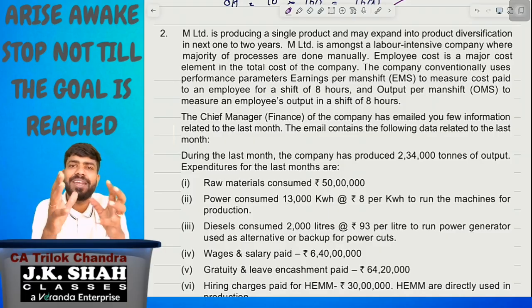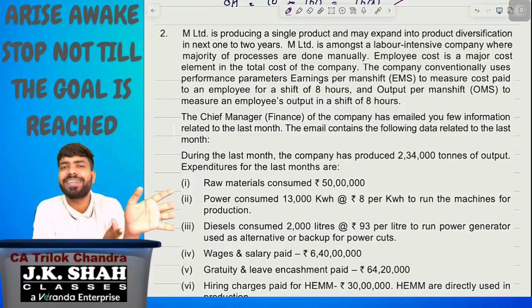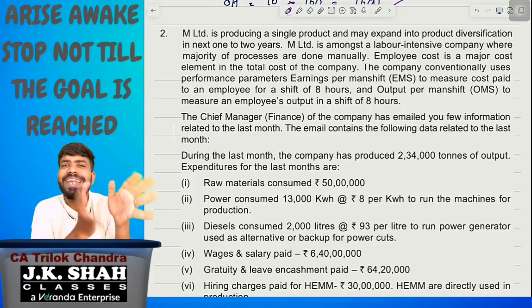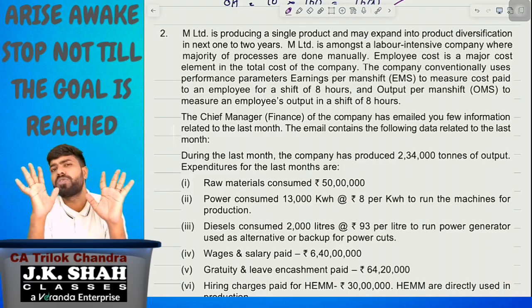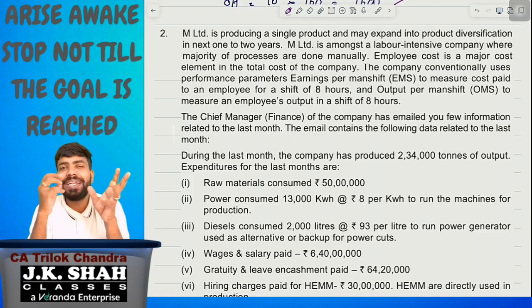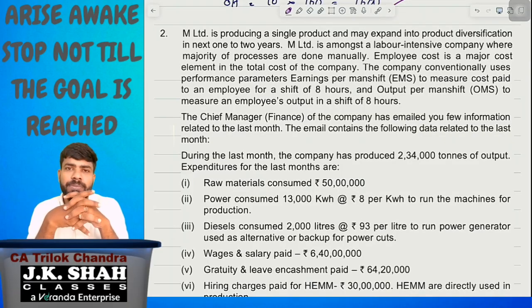Here we need to understand crystal clear what is direct cost and what is indirect cost. Direct cost means which can be traced to the finished goods. The cost which can be traced to the finished goods will be considered direct cost. Indirect cost is the cost which cannot be traced or identified with the finished good.